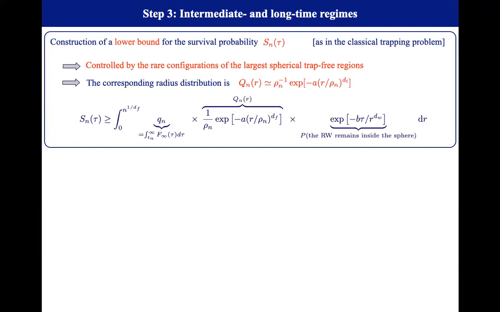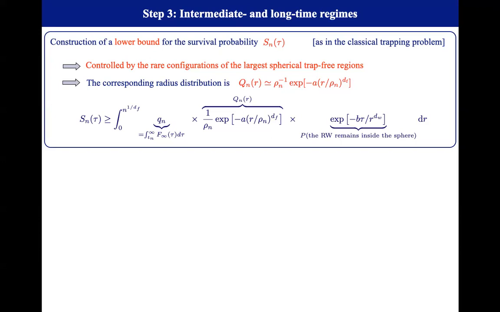So finally, the lower bound works as follows. If you want to survive, a very simple way is to say that you have a given region free of traps, and you do not leave this region up to time t. This is what is written here. Here, Qn is the probability to have survived the first regime. Then this is the probability to have such a region free of traps. And finally, the probability to remain inside the sphere, which is a well-known object.